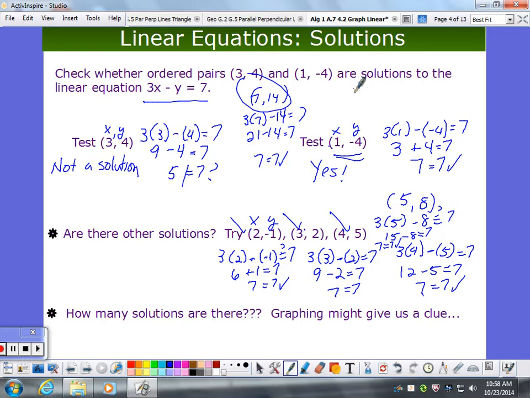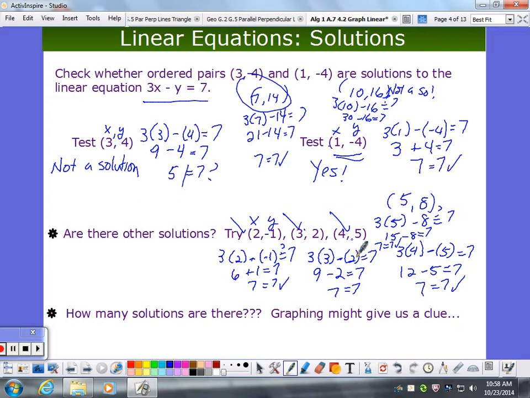So what are you saying, 10 and 16? Is that your proposal here? So 3 times 10 minus 16, is that 7? No. Is 30 minus 16? It's not even close. So this one's not a solution. Look, so some of them are and some of them aren't.